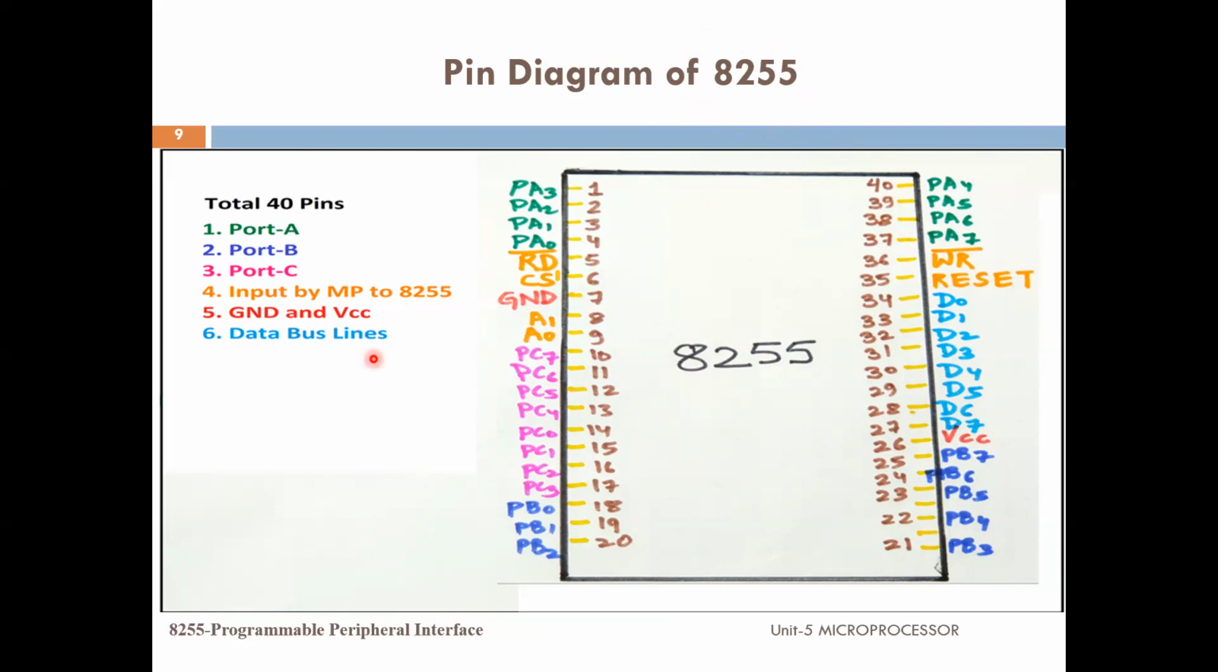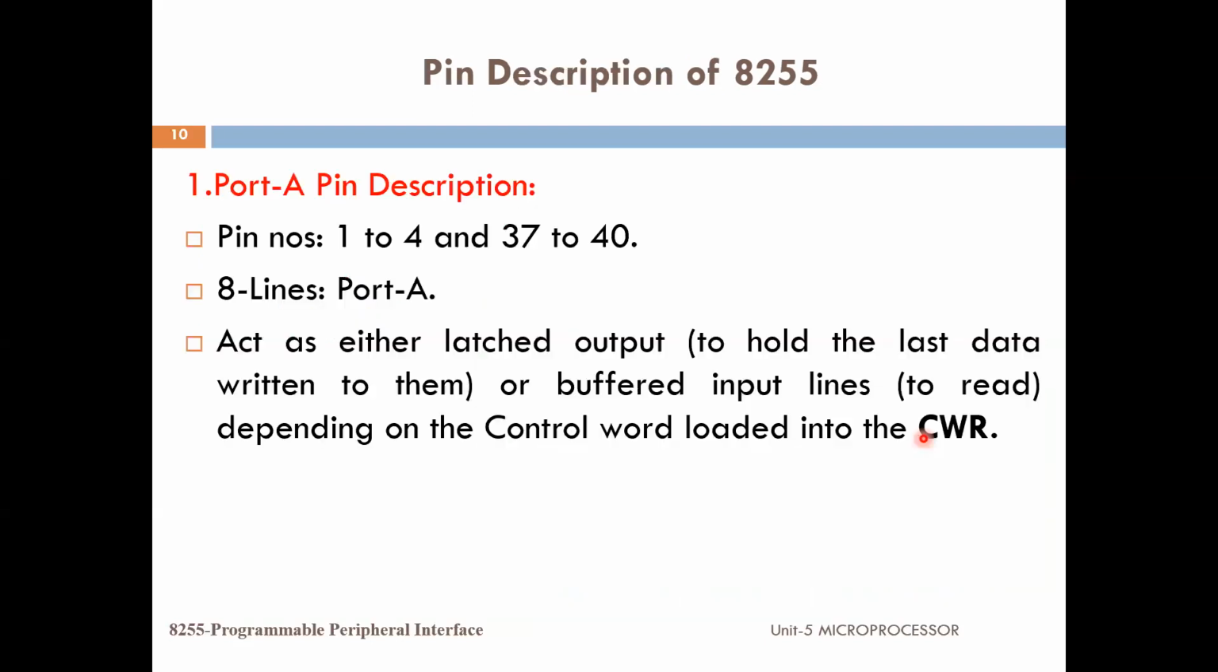Next, we have the data bus lines, which are connected to the data bus buffer. These are 8 in number, represented as D0 to D7 and available at pin numbers 34 to 27. Let's discuss these pins in detail.